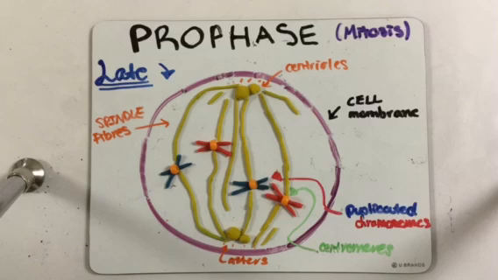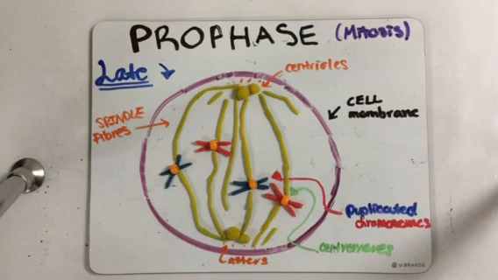The second part of prophase is called late prophase. In late prophase, the spindle fibers complete forming, and then the chromosomes attach to the spindle fibers at their centromeres, and then the nuclear membrane disappears.